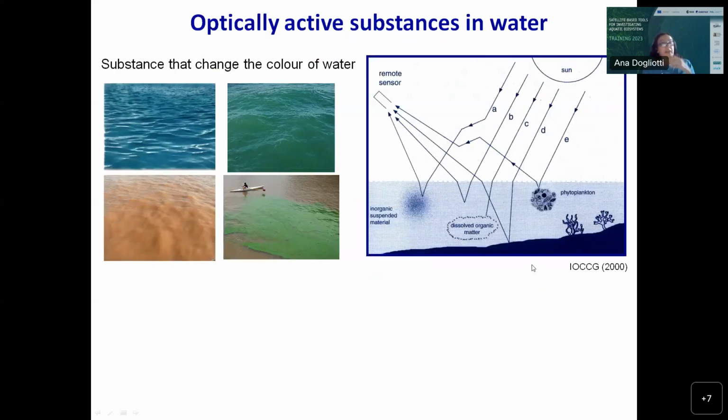So, okay, we know how the water reflectance looks like, just pure water, but what we actually want to see is the change in its color. There are other constituents that change the color, that's why we call them optically active substances in the water, because they have this capability of changing the color of the water in the visible part.